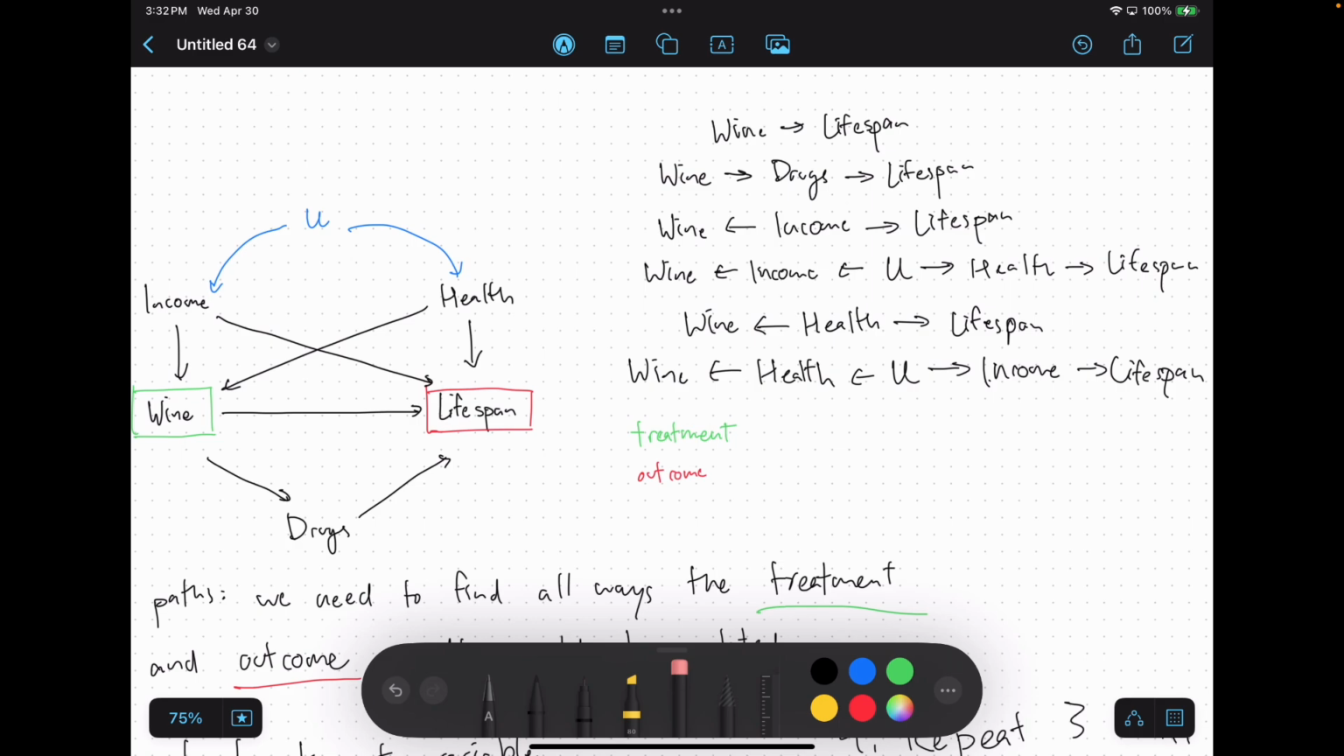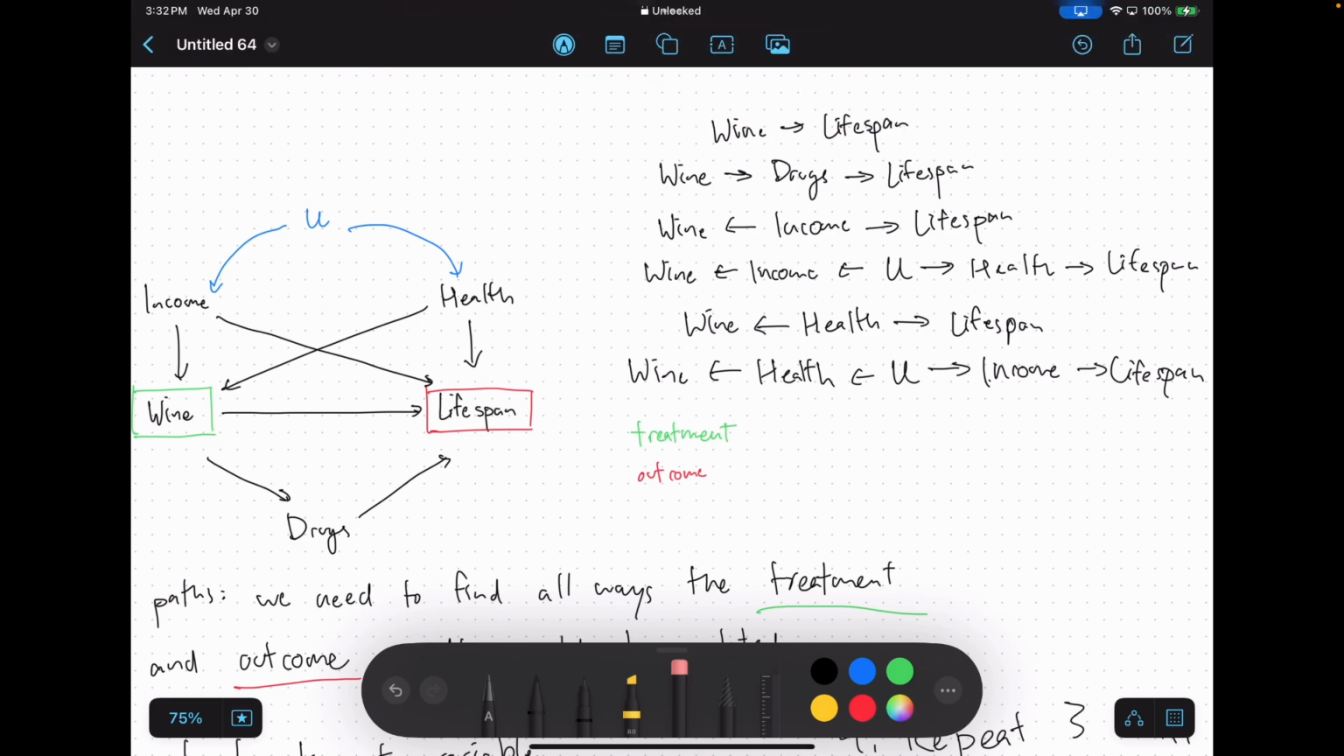So if I were to deem that drinking lots of wine causes you to do lots of drugs, which causes you to have some decrease in your lifespan, right? There, I may actually be describing a direct causal link between wine and lifespan. But in this other example, we were saying that may not actually be the case. Like here, for example, health going to wine and lifespan.